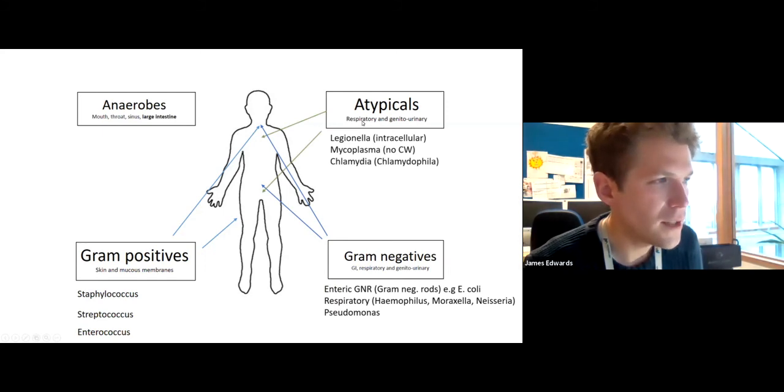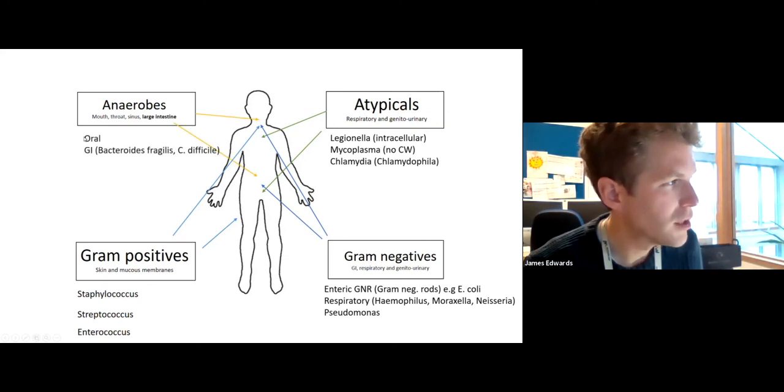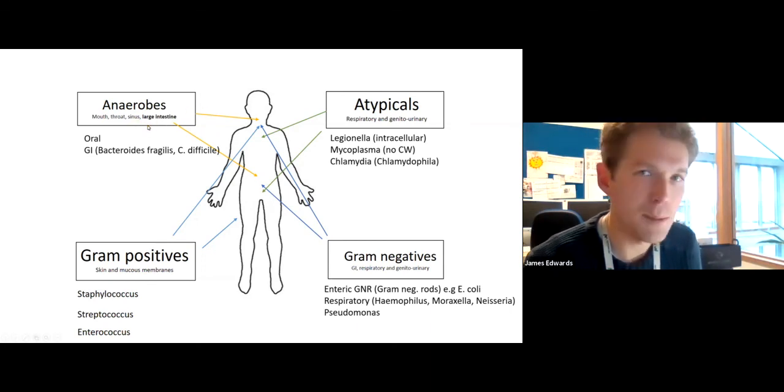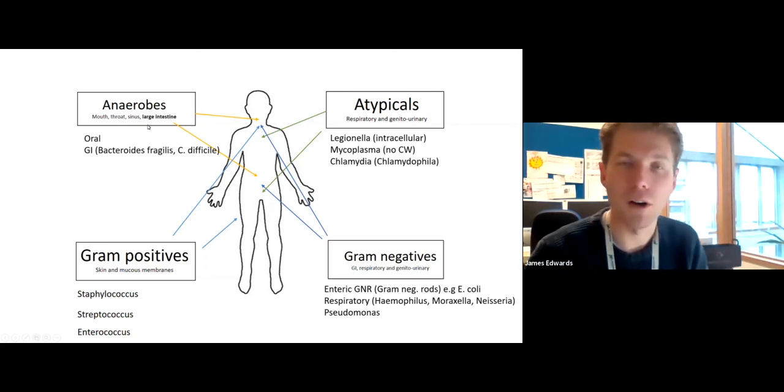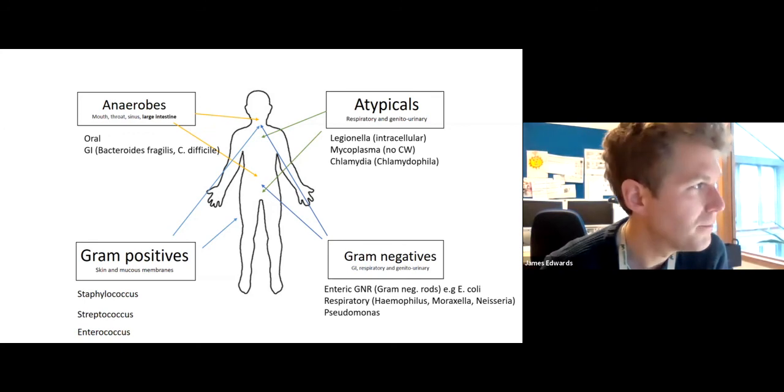Atypicals, these cause infections of both respiratory and genitourinary tract. They can sometimes appear in other places as well, but these are a good starting point. And anaerobes, as mentioned, oral and GI. So expect lots in the mouth and sinus, and expect a lot in the large intestine as well. The large intestine is basically a massive anaerobic environment where organisms like these will persist.